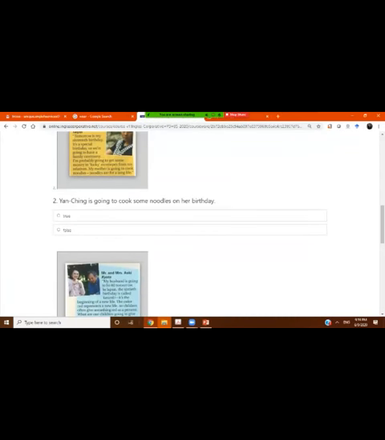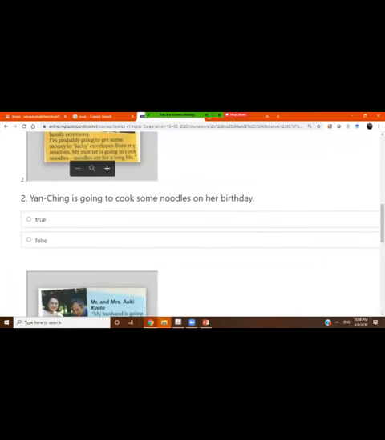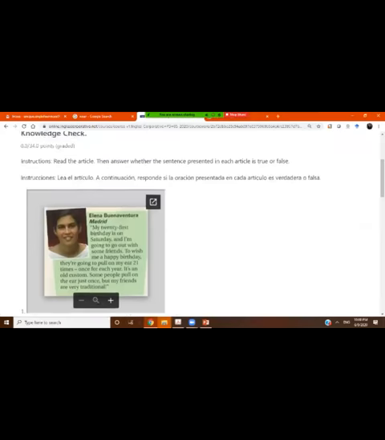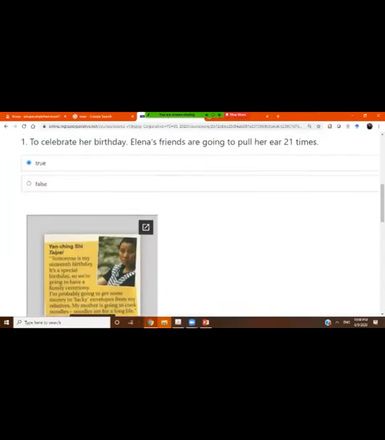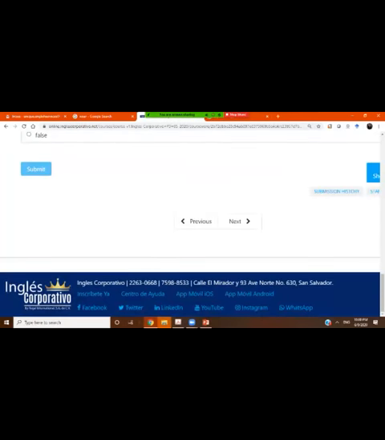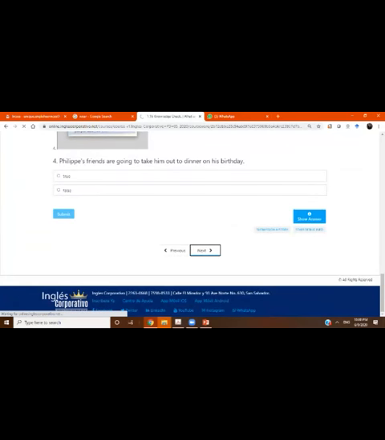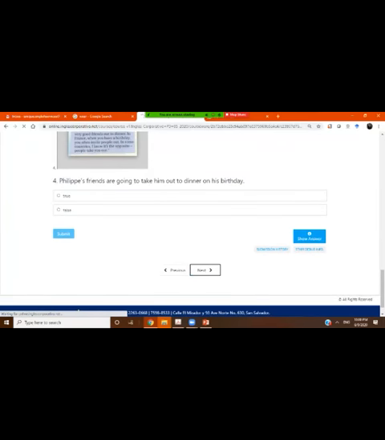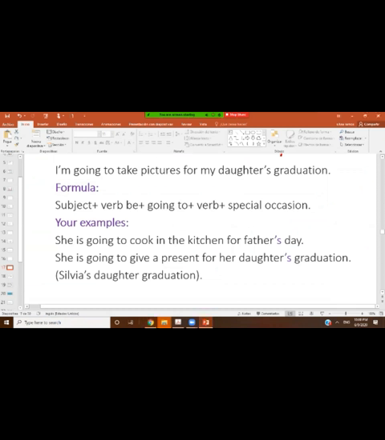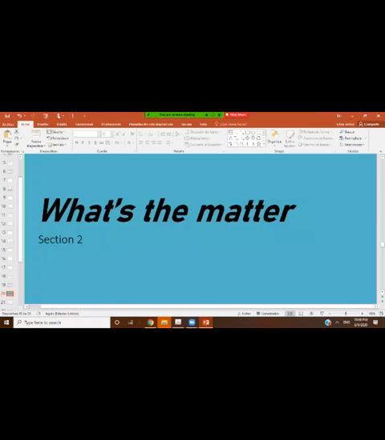So you look for similar information on the questions right here and then you look for that information there. Así, ese es el scanning que deben de hacer. Eso no significa que no van a leer todo el artículo. Tienen que leer todo el artículo para entender un poquito más de lo que se está hablando. Luego que terminen de leer ese artículo, ya nos movemos a la siguiente actividad, que sería la sección 2, that is called What's the Matter, right? Section 2. Is that clear?